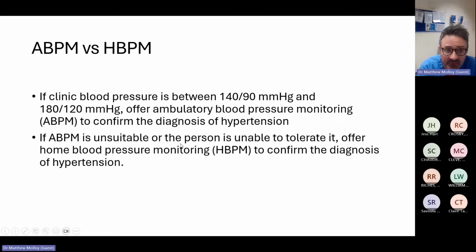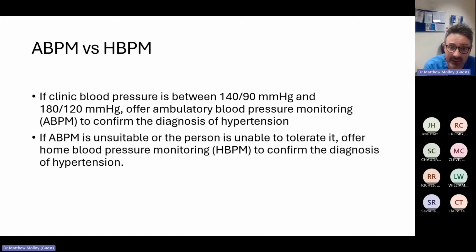So ABPM versus home blood pressure monitoring. Availability is a problem. Not all PCNs have access to ABPM. According to NICE, it is the gold standard, and if possible, we should be trying to use ABPM over home blood pressure monitoring. Certainly in younger patients, I try to do ABPM where the stakes are higher and the patients are likely to be on tablets for longer periods.